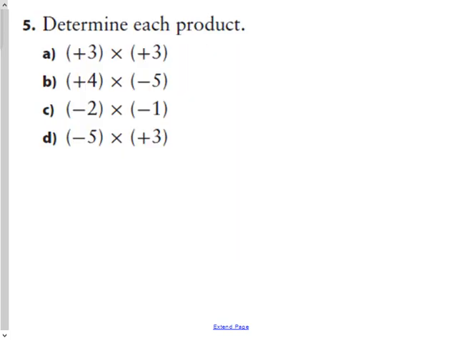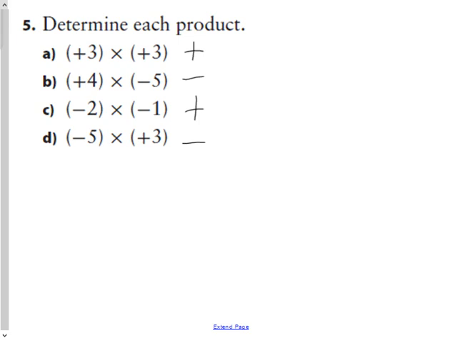Question 5 says determine each product. Now on a test, if it says to determine each product but does not give you a method, which one are you always going to choose? Sign rules, number line, or integer chips? Sign rules, of course. Before I use that, if I look at the signs here, a positive and a positive, same signs, positive product. For B, different signs is negative. C, same signs is going to be positive. And D, different signs negative.